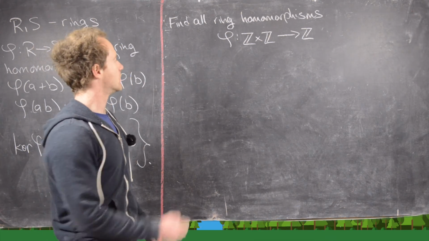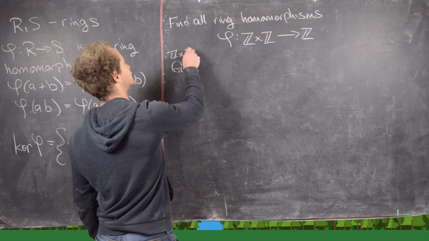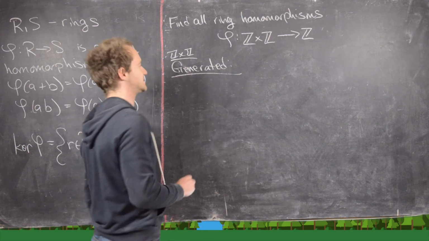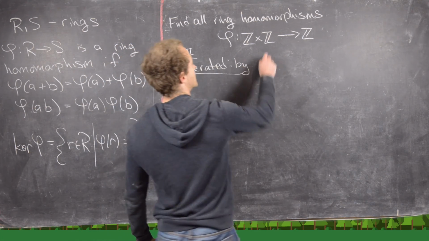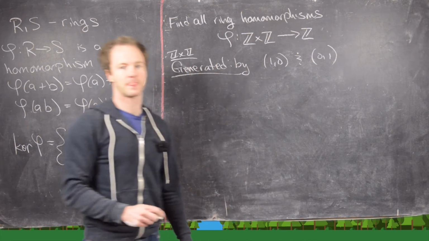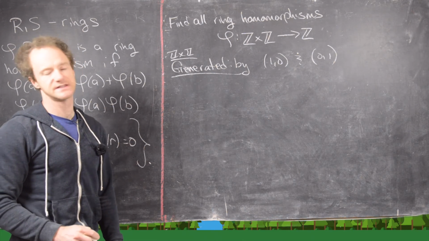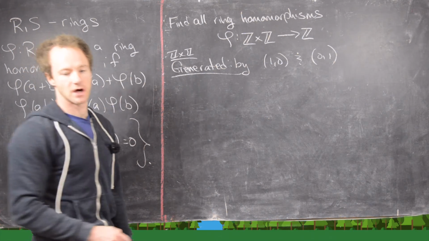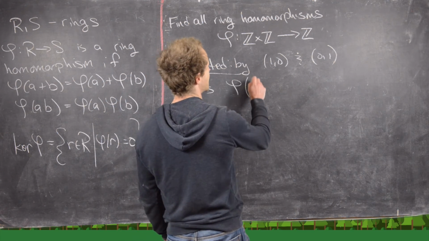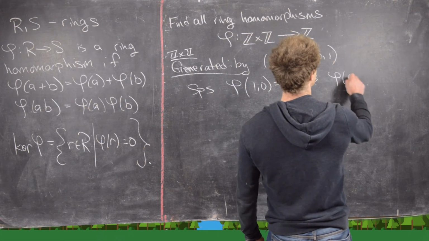Okay, so maybe the first thing to notice is that Z cross Z has two generators, and it's generated by (1, 0) and (0, 1). So in fact, if we can get a feel for what happens to (1, 0) and (0, 1), then we're good to go. So let's suppose that phi takes (1, 0) to m and it takes (0, 1) to n.